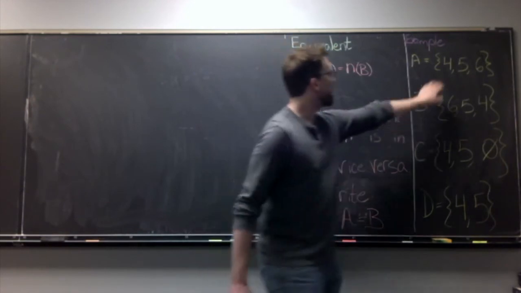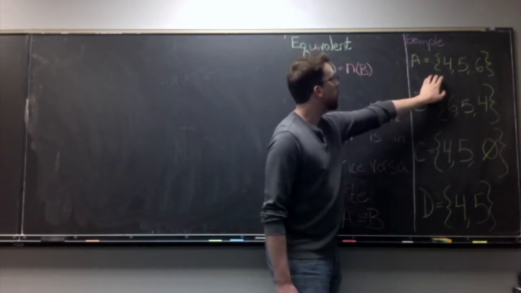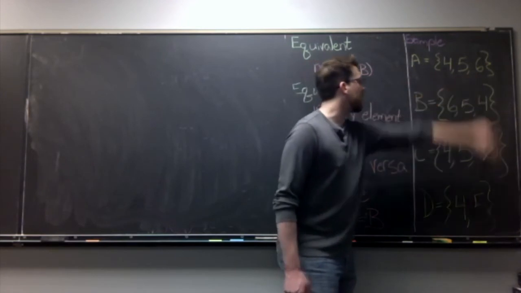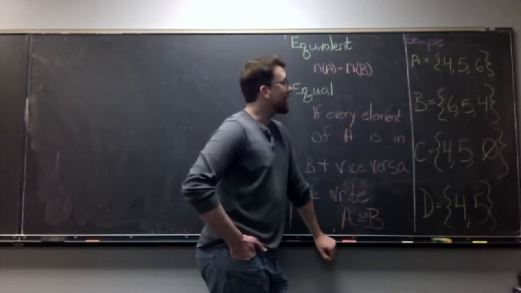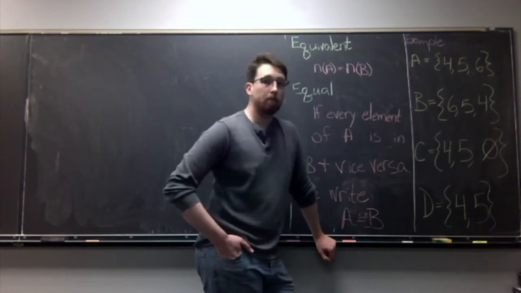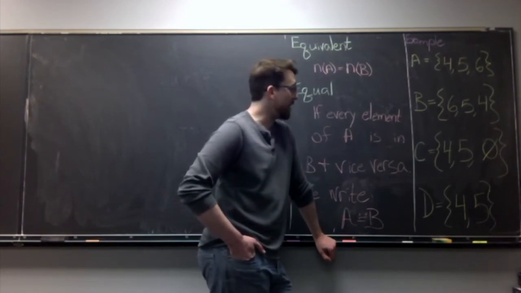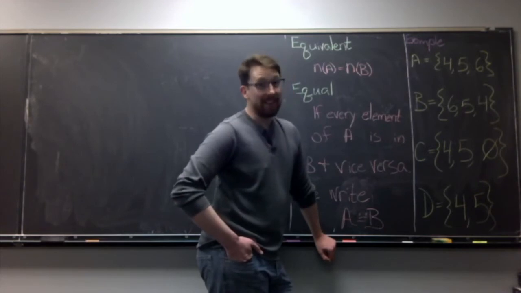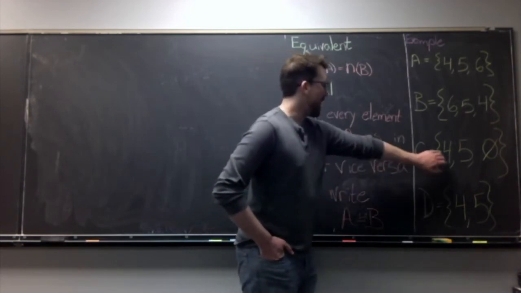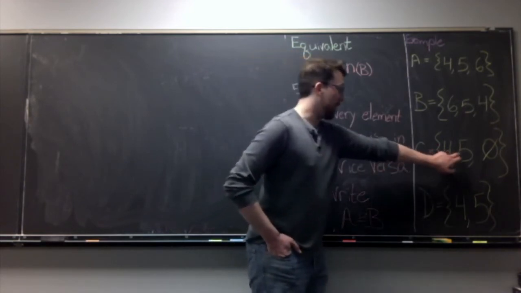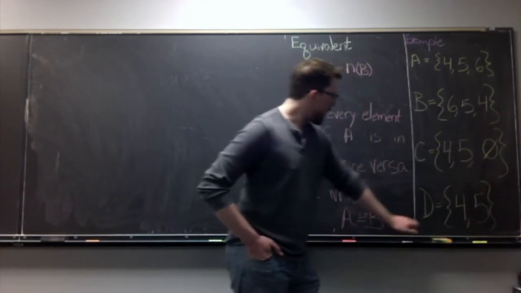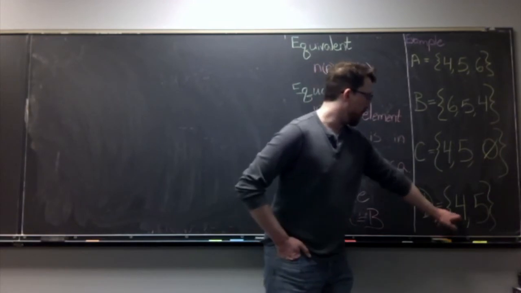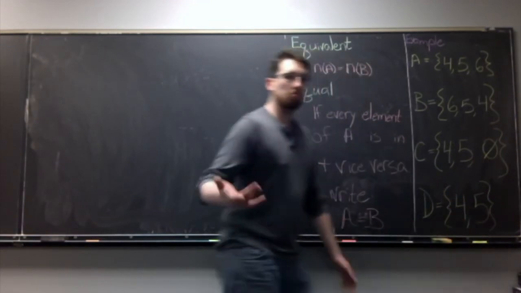All right, so we've got the set A with elements 4, 5, and 6. We've got the set B with elements 6, 5, and 4. We've got the set C with elements 4, 5, and the empty set. And we have the set D with the elements 4 and 5. All right.